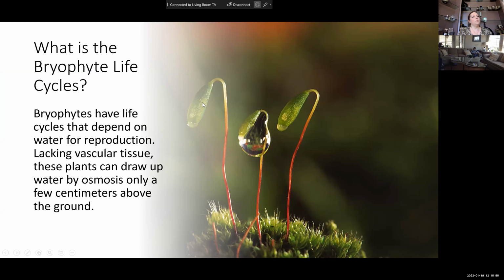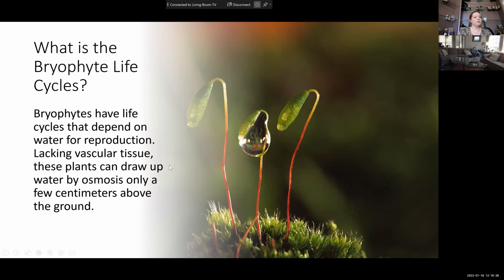All right, so what is a bryophyte life cycle like? First, bryophytes are interesting in that they kind of exist between a sporophyte and a gametophyte, right? And we'll talk about both, but most plants live in their adult form most often, their diploid form, but these lower plants tend to straddle the line a lot. So bryophytes have life cycles that depend on water for reproduction.